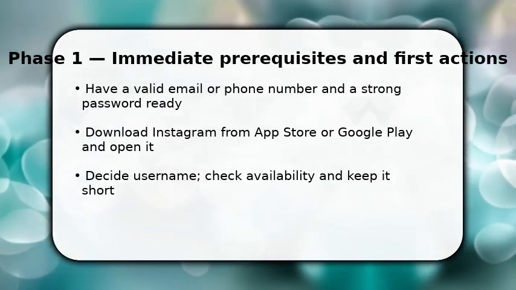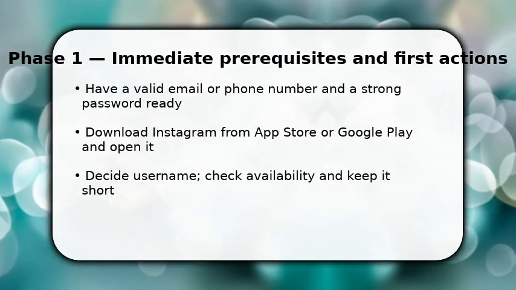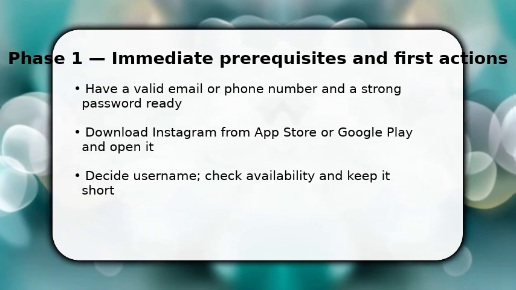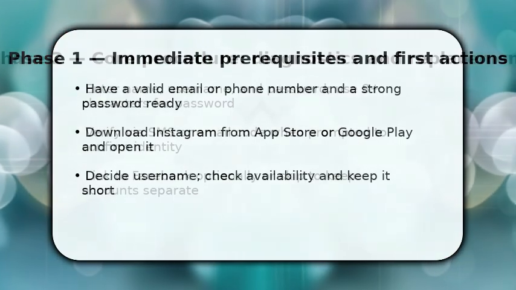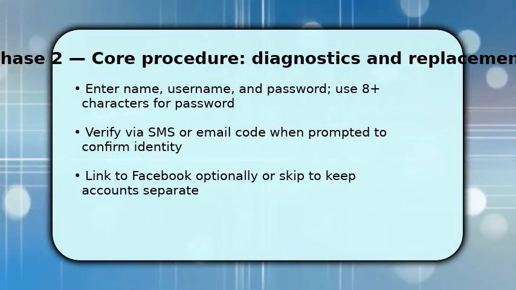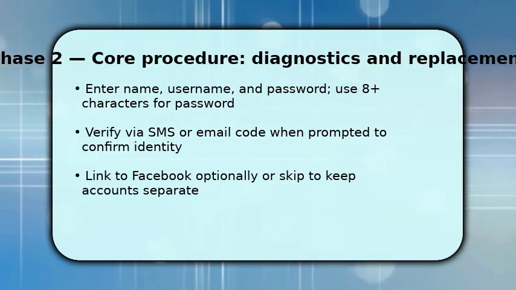Make sure to type a username you want. Instagram will suggest variations if taken. After entering name and birthday, proceed to the next screen to set credentials and privacy basics. Next, you fill in details: your display name, chosen username, and a strong password. Aim for at least 8 characters with letters and numbers for safety.